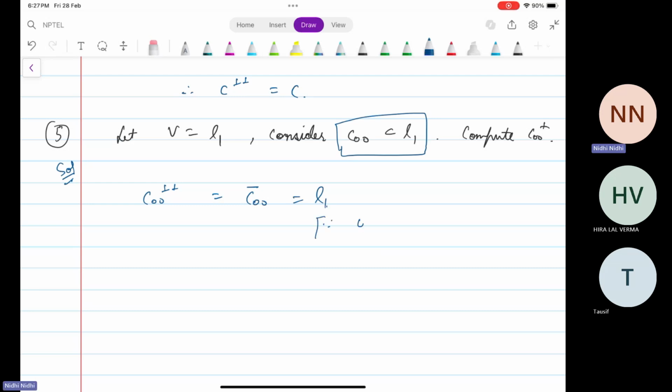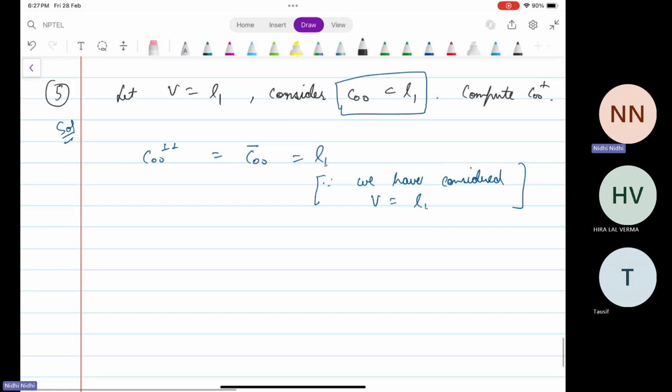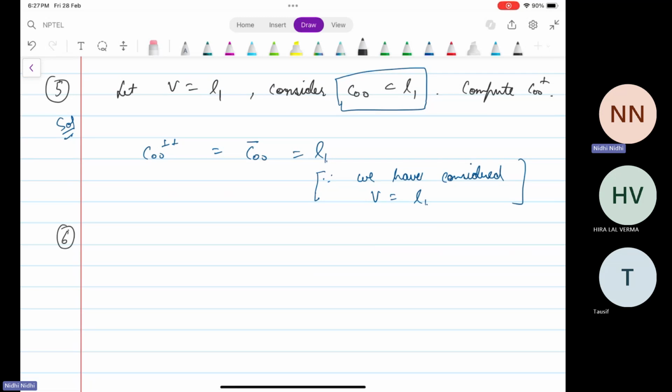Since we have considered the normed linear space V to be L1, we can't go further. In fact, in the next question, we will be using the fact that its closure is C0. So if I take V to be L infinity, C00 a subset of L infinity, compute C00 double perp. In this case, again C00 double perp is equal to the C00 closure.